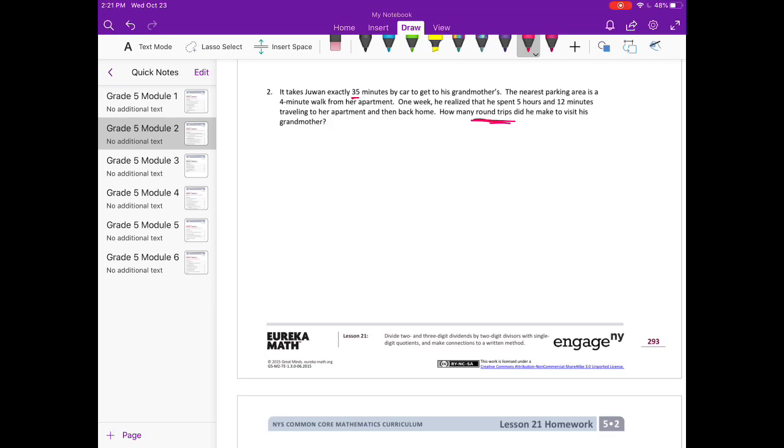So if it takes him 35 minutes there, and then he walks 4 minutes, then he's at her apartment in 39 minutes. But then he has to go all the way back home. So that's another 39 minutes. 39 minutes plus 39 minutes is 78 minutes. So one trip is 78 minutes.